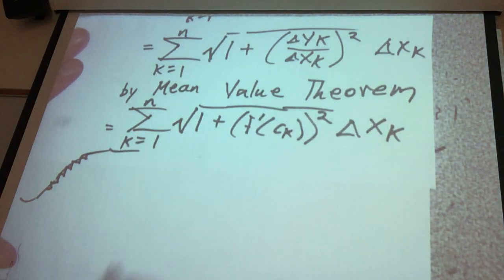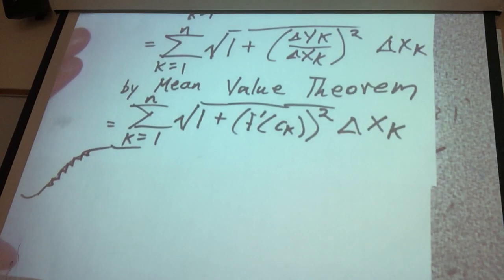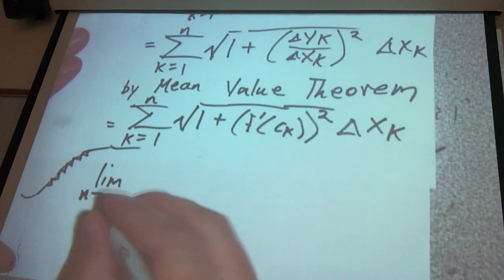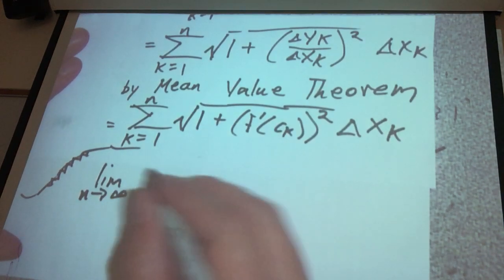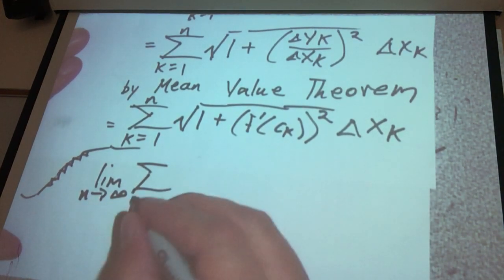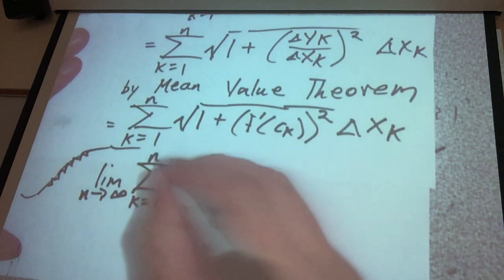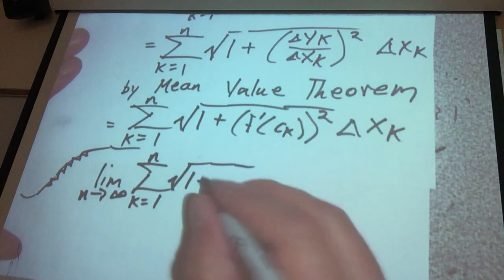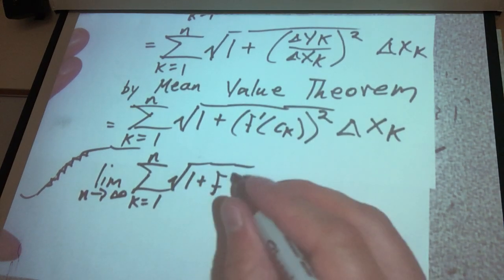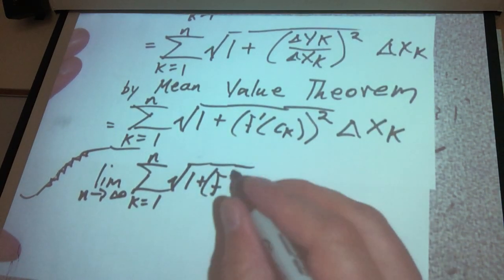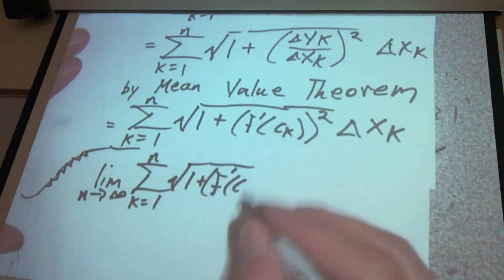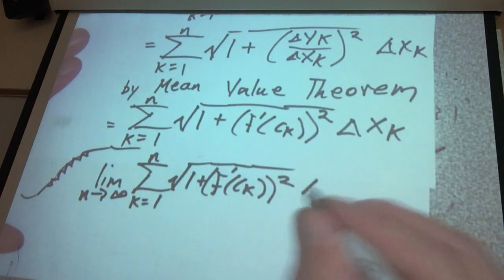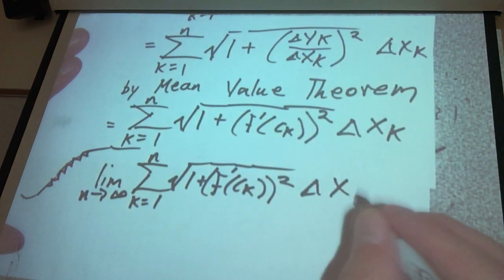Okay? Well, if I take the limit now as n tends towards infinity of the sum, k equals 1 to n of the square root of 1 plus, I'll use parentheses on this one, f prime of c sub k squared, and then multiplied by delta x sub k.